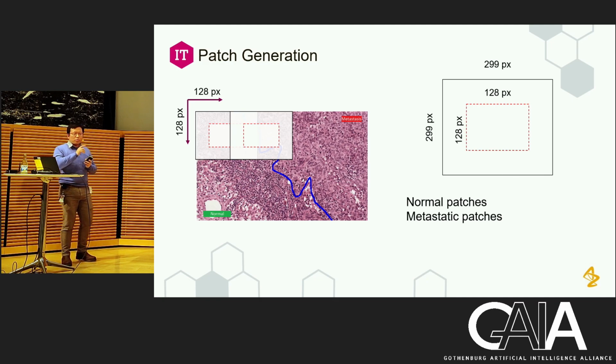But for this step, we only generate patches along the tissue area. In a whole slide image, there may be a tissue area in the middle, but maybe half of the image is actually background, just white. It doesn't contain any information. So the first step is to extract the foreground of the tissue mask. Then we apply the sliding window along the tissue mask and generate all the patches. In the end, we have normal patches and metastasis, or tumor, patches.